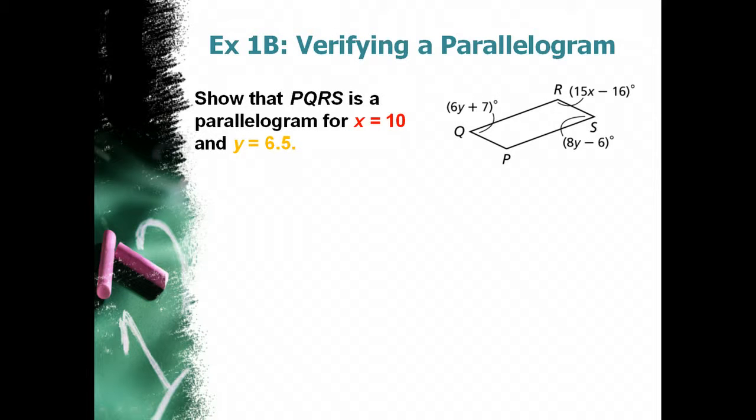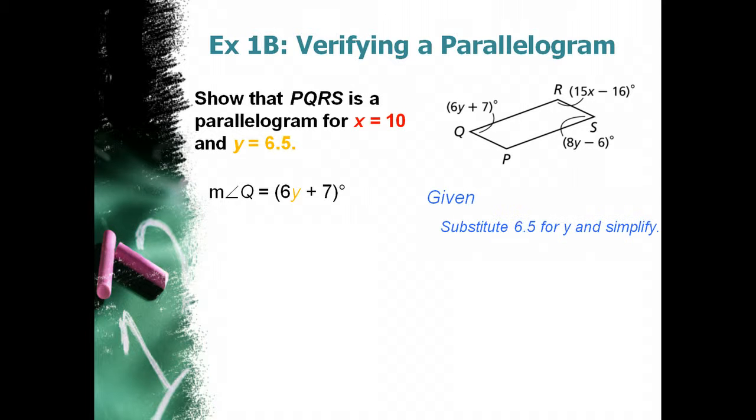Also, another example, this is one where we have expressions for the angles. Show that PQRS is a parallelogram for x equals 10 and y equals 6.5. First of all, we use what we're given. The measure of angle Q is 6y plus 7 degrees. Substitute 6.5 for y and simplify. We get 46 degrees.